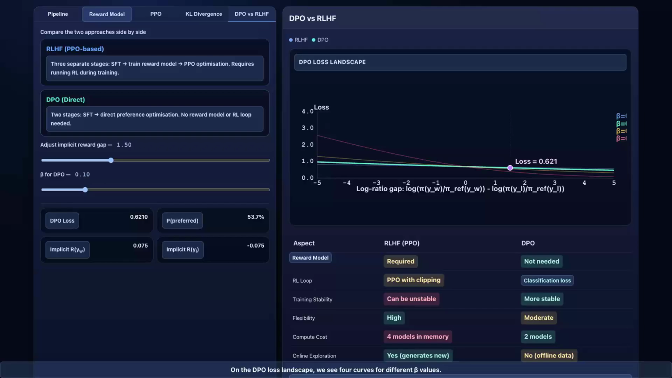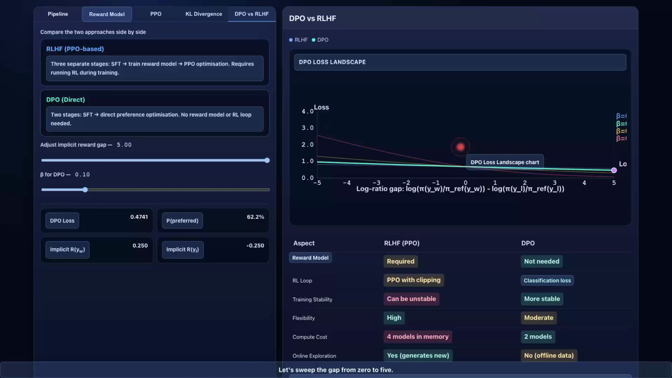On the DPO loss landscape, we see 4 curves for different beta values. The thickest curve shows our current beta, set to 0.10. The purple dot marks the current operating point at a gap of 1.50. At this point, the loss reflects how well the policy distinguishes the preferred response from the less preferred one. The stat pills summarize the loss, the probability of preferring the winner, and the implicit rewards for each response.